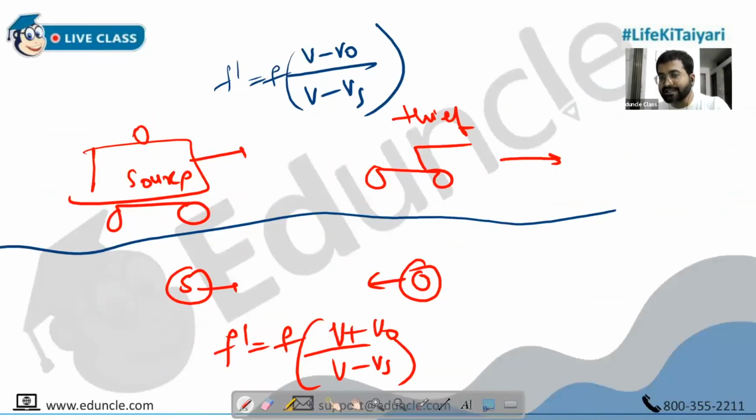If the source chases the observer, both are minus. And obviously, if the observer chases the source, then both are plus. Is this understood? Yes, sir. Any questions?